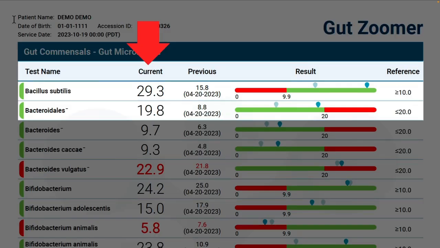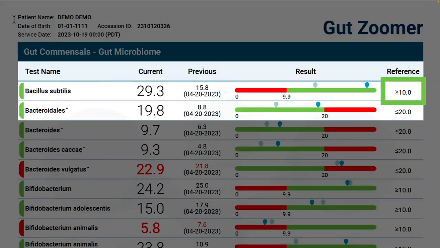The results are populated as both a number and plotted graphically so you can visually see how high or low your patient's results are. Current results are indicated by a dark blue pin, and previous results are indicated by a light blue pin. In this example, the patient's level of Bacillus subtilis increased from 15.8 to 29.3.